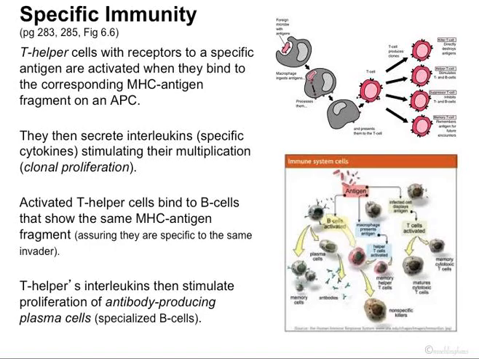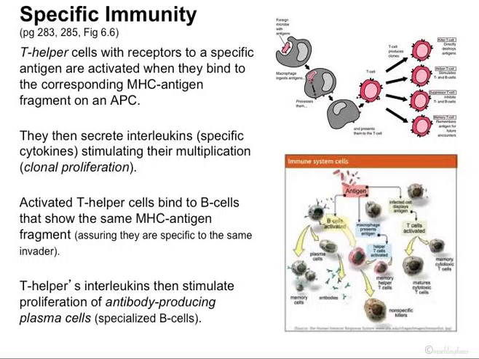So, T helper cells. So the T cells come in multiples. They come in T helper cells, they come in T killer cells, and they also come in T suppressor cells. The T helper cells, they help. They have a receptor for a specific antigen, and they are activated when they bind to the corresponding MHC/antigen complex on an antigen presenting cell.